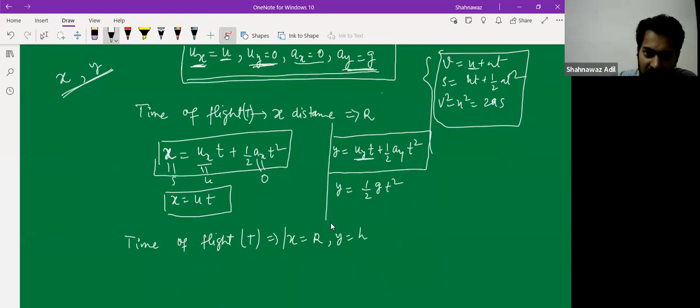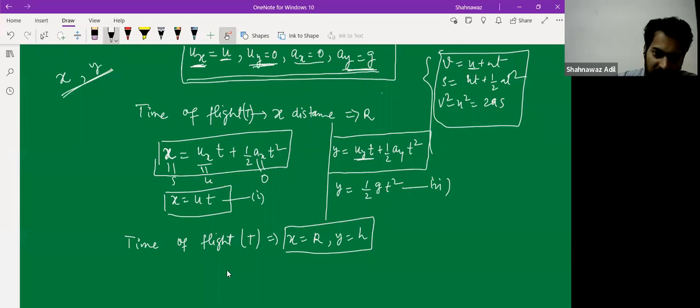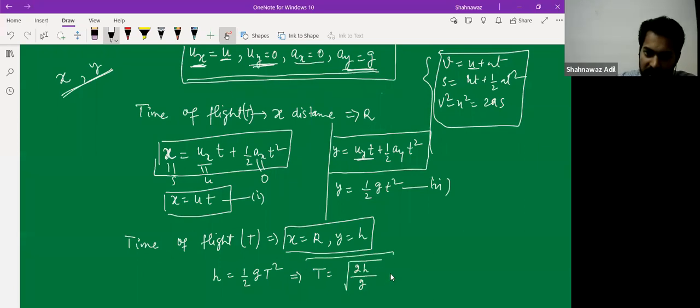So let's put these values in this 1 and 2 equation, right? So from equation second, you have H is equal to half G T square, right? Yes, sir. So T will be root over 2h by g. Understood? Yes, sir.